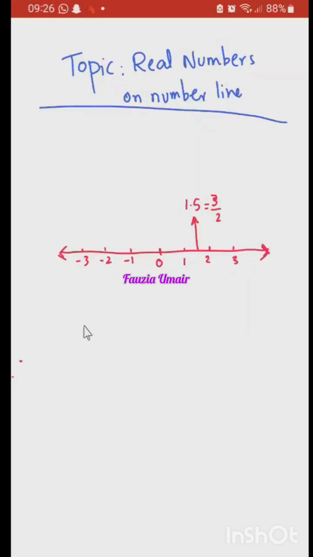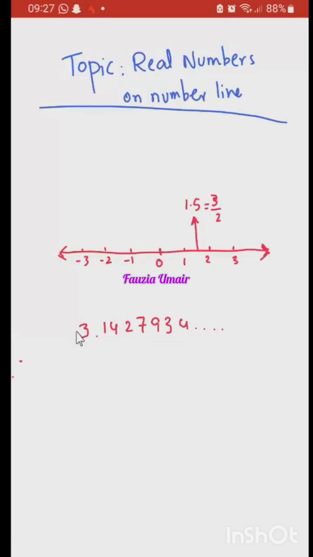For example, if a number is 3.1427934 and so on. So can we plot this number on the number line? Because we know irrational numbers cannot be written in the form of a fraction. So can we plot them on the number line? What is your opinion about it? What do you think?